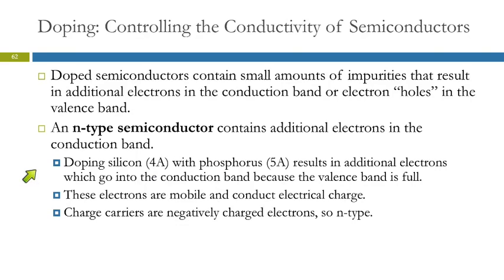So those extra electrons go in the conduction band. They're mobile. They can conduct electrical charge. So it's called an N-type semiconductor because the charge carriers are negative. Negative, N-type, negatively charged electrons.